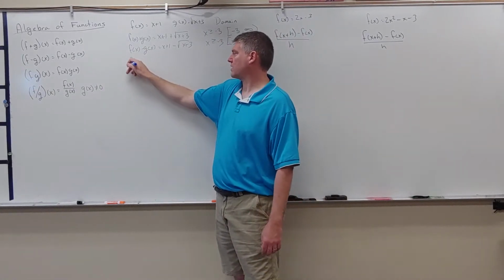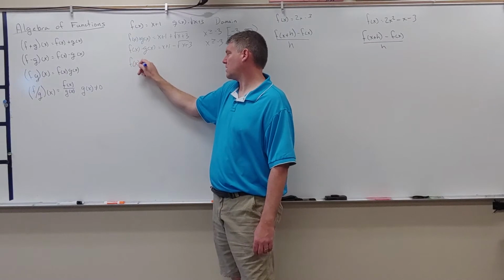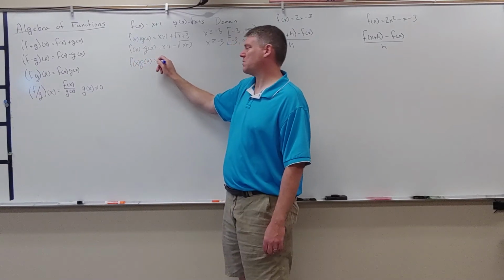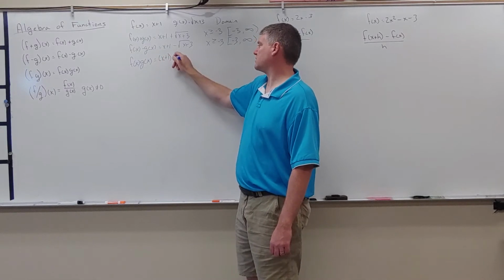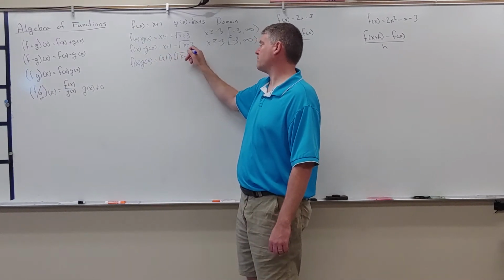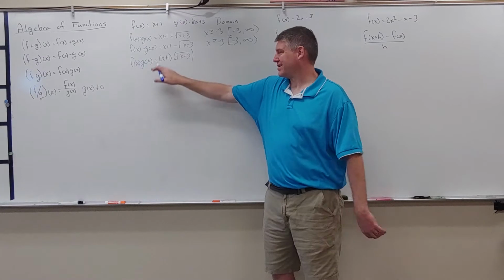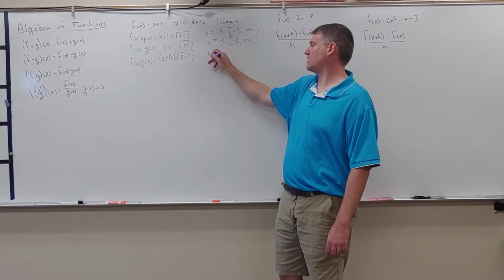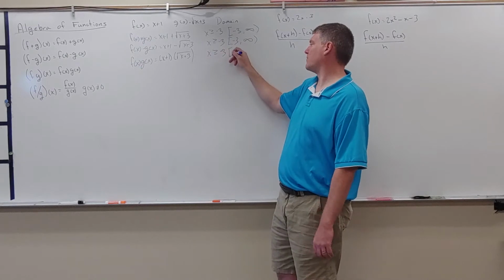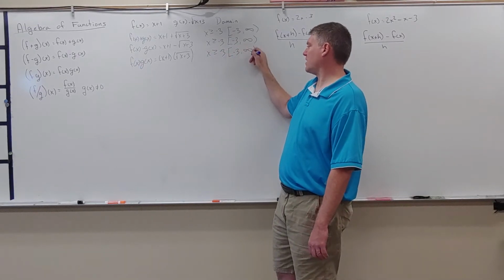And then I have the product, f of x times g of x. And I'm just going to put parentheses around these. X plus 1 times the square root of x plus 3. Our domain now, the domain restrictions, so we have that x is greater than or equal to negative 3 to infinity.